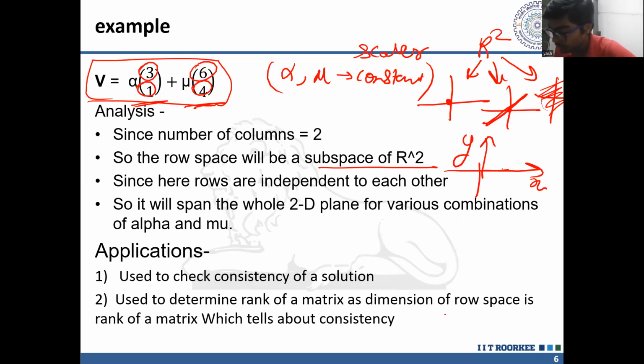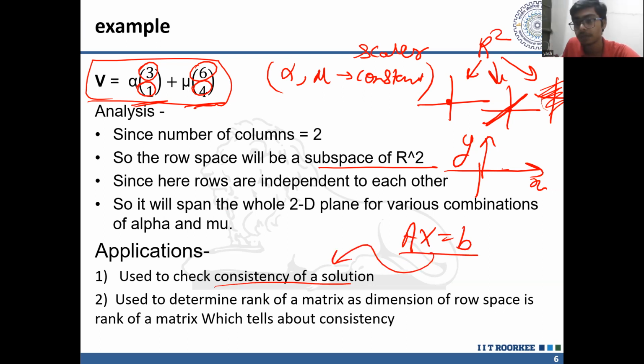Now, how can we use this? It is used to check the consistency of a system. Let us say a system AX equals B is given. For checking its consistency, we can use the row space. How I'll tell it. It is also used to determine the rank of a matrix. So what is the rank of a matrix? Say a matrix is given.